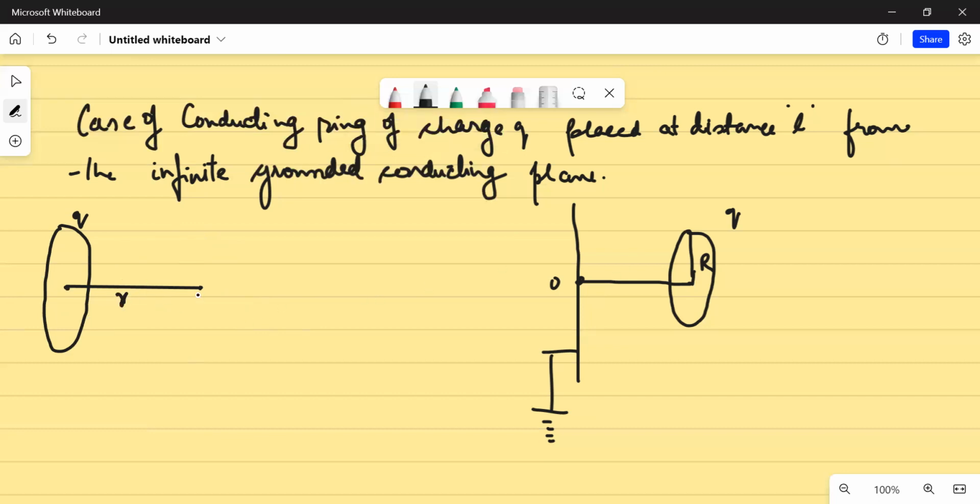So if at a distance x, I'm supposed to find the electric field, then if you're aware, the electric field should be equal to kqx upon (x square plus r square) raised to power 3 by 2. I mean, you're aware of this result, or should I derive it?